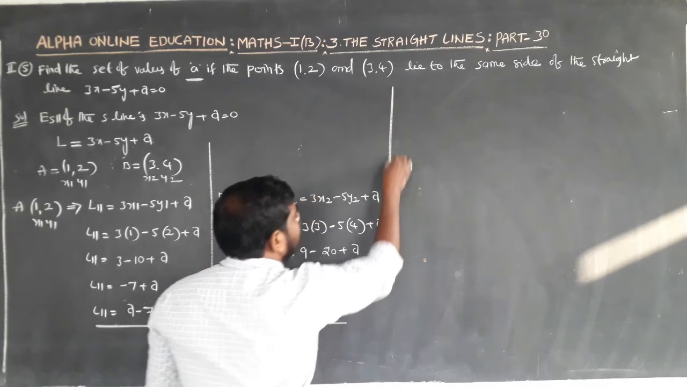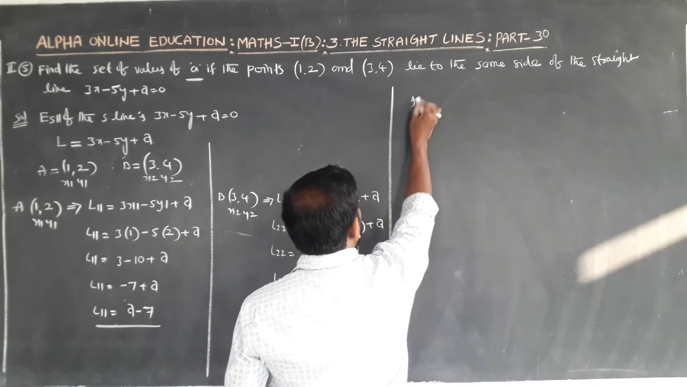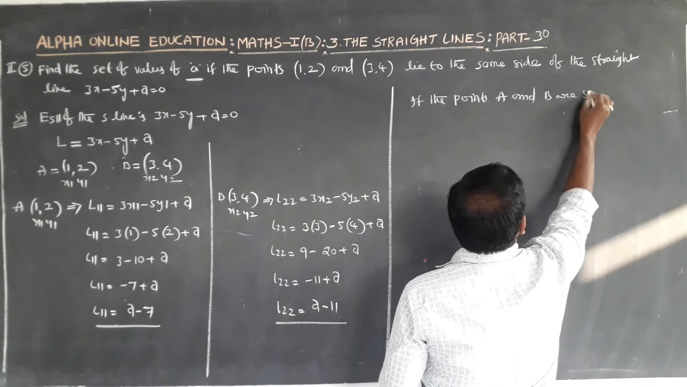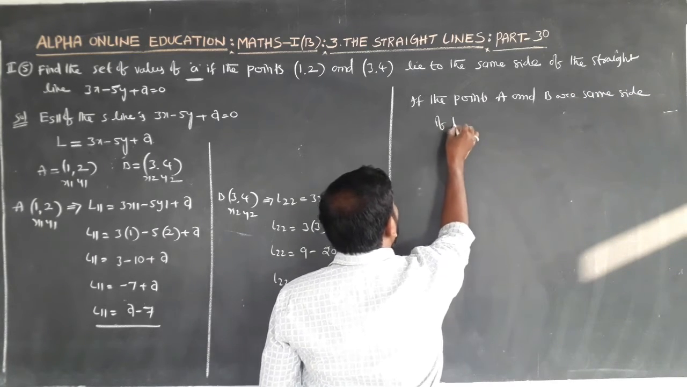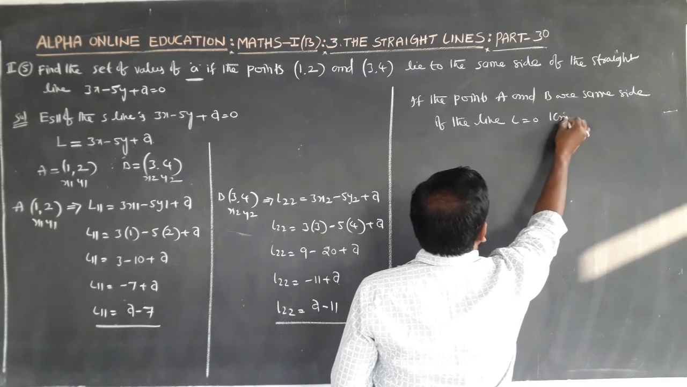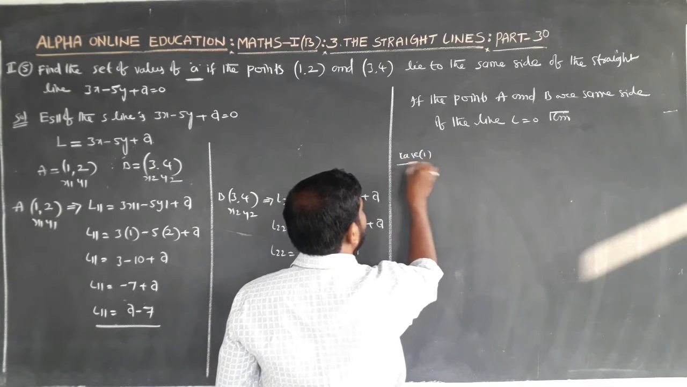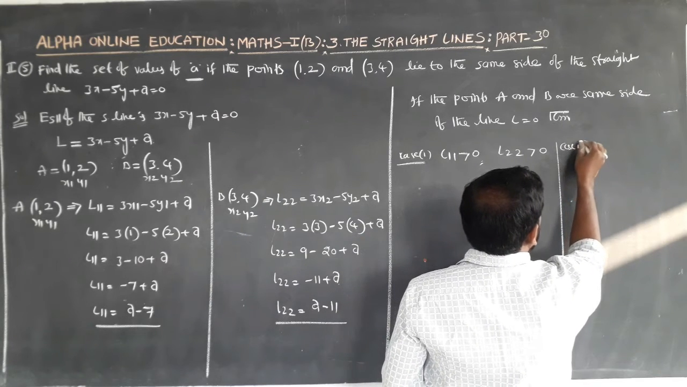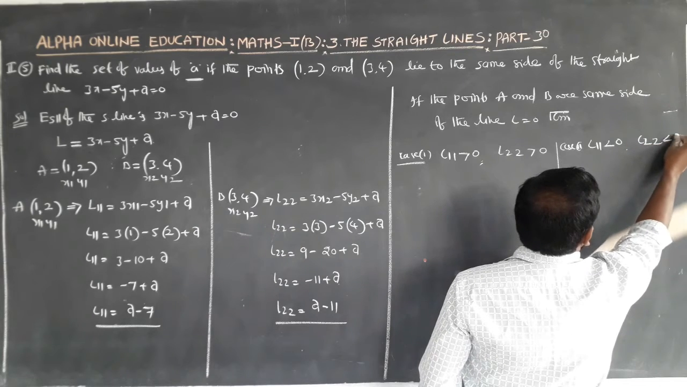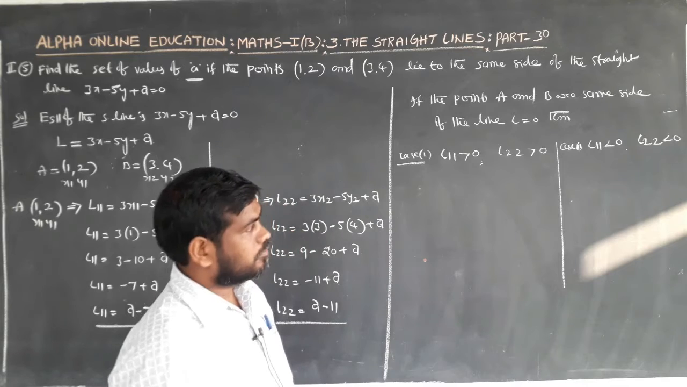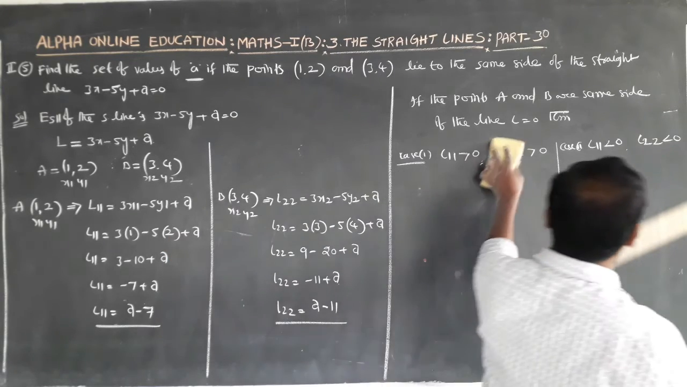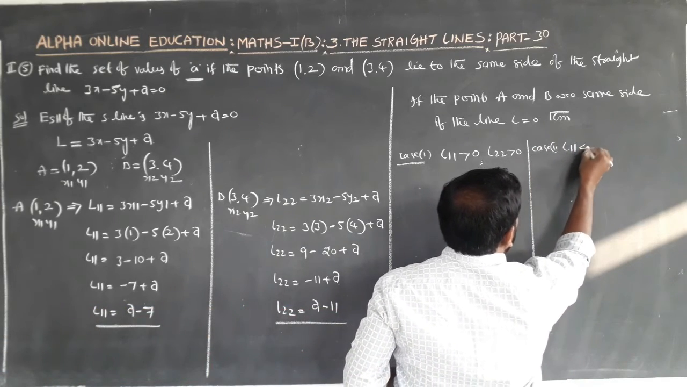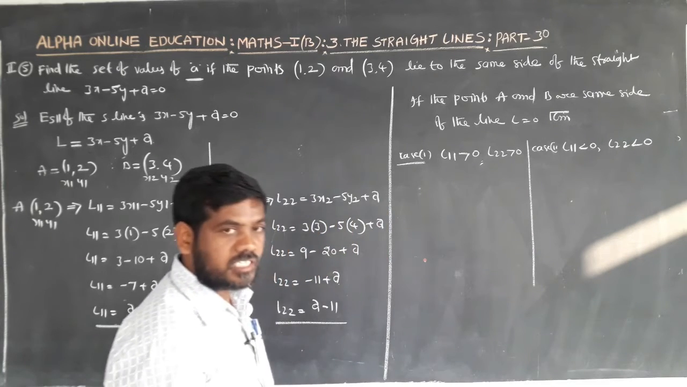If the points capital A and capital B are on the same side of the line L equal to 0, then in the first case L11 is greater than 0 and L22 is greater than 0. In the second case, L11 is less than 0 and L22 is less than 0. Both are positive or both are negative.